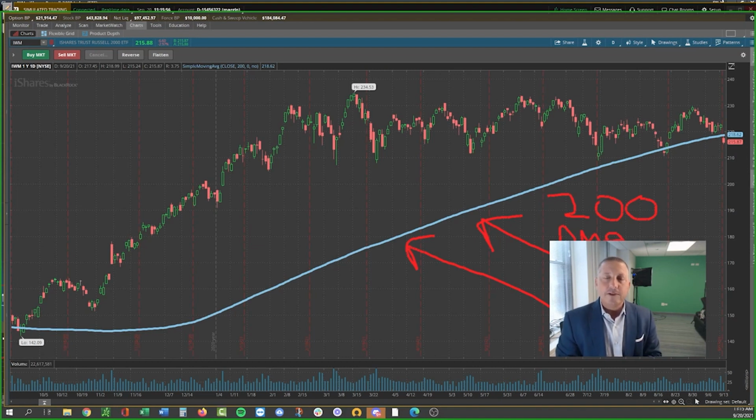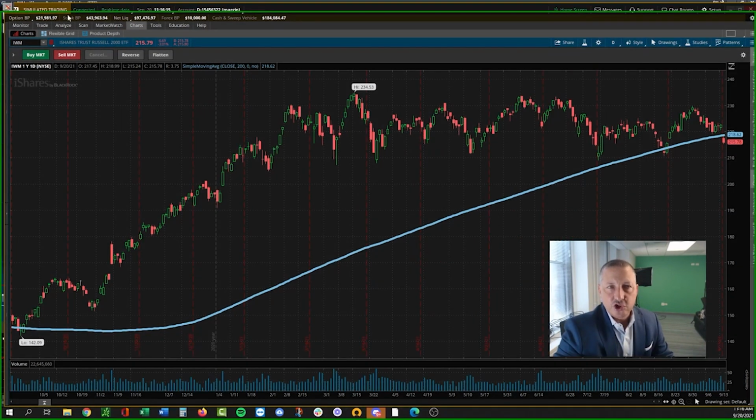But what we want to do is use those indicators, use that technical analysis to help us make the most informed decision that we can based on what's happened in the past. The 200-day moving average is one of those indicators that I like to use in conjunction with others.